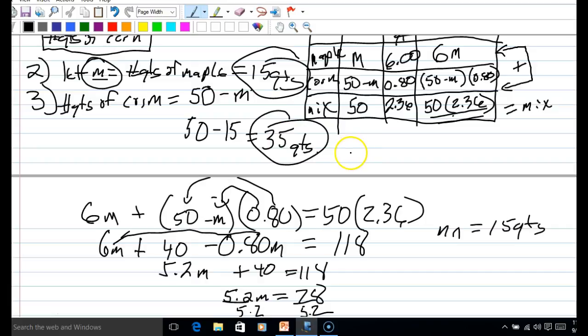Now if you want to check this to see if the answer makes sense, then you simply multiply 15 times 6, which will give you the cost of the maple syrup, and multiply 35 times 0.80, and add those two quantities together, and it should give you 50 times 2.36, which is $118.